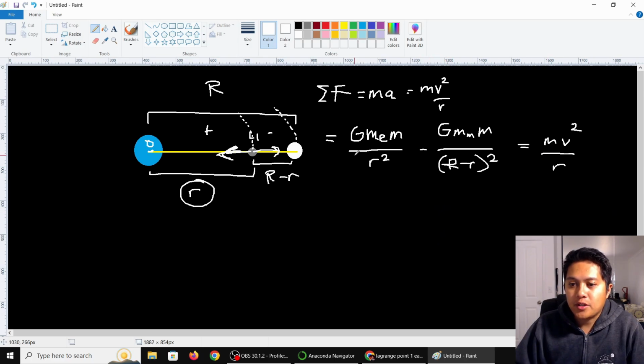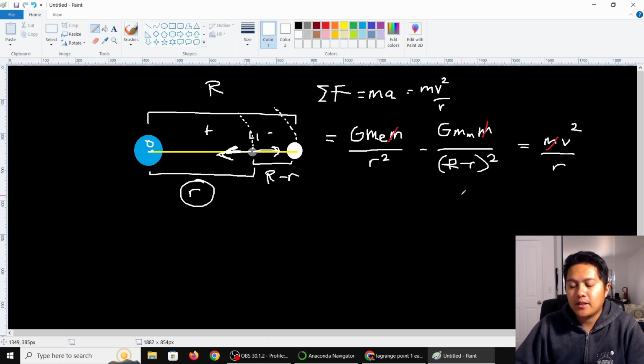And again, remember this is equal to mv squared divided by little r. And notice also that the satellite's mass can cancel out in all of these terms. So we're going to cancel that out here. If I can just write this in red. And so what we're left with is the following equation: G M_E over r squared minus G M_M over (big R minus little r) squared is equal to v squared over r.